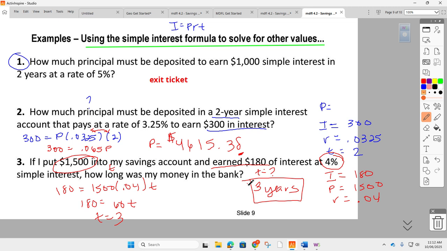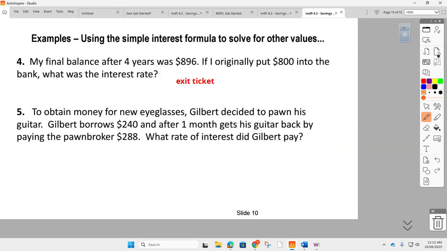All right. Last but not least, you guys are going to do number 4. I'm going to do number 5. We're solving for the rate of interest here. What rate? Because that's what we want to know. Let me remind you that it's going to be the rate that we find times 100, and then we add the percent symbol. So Gilbert wants to get money for new glasses.